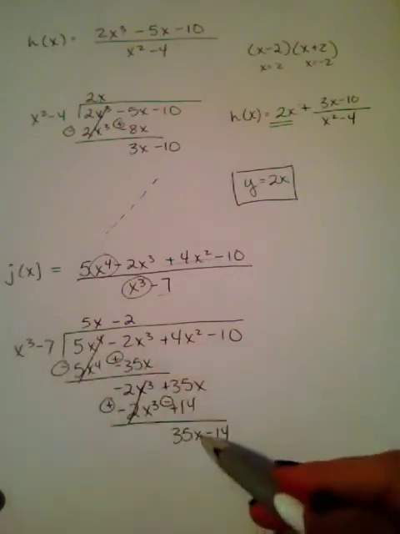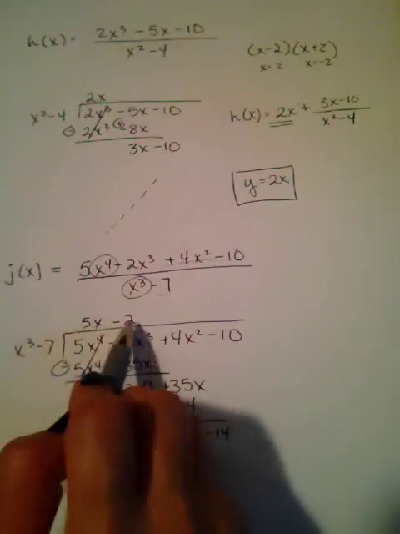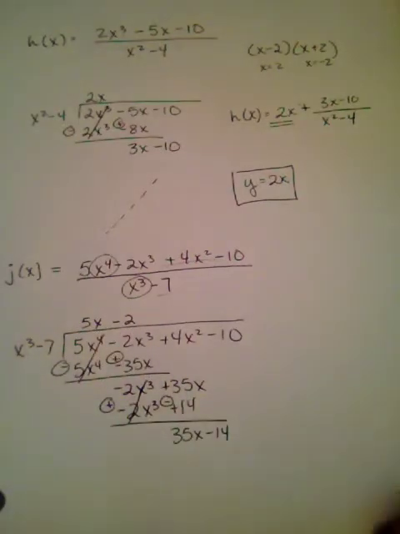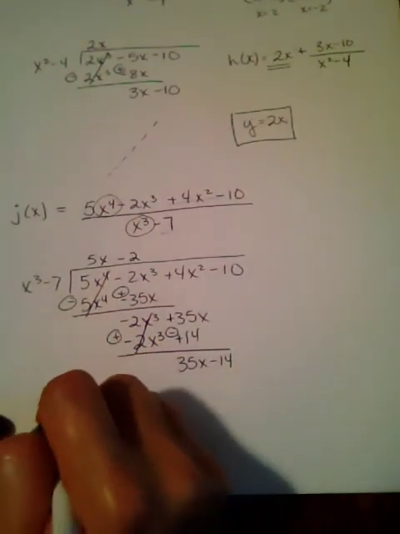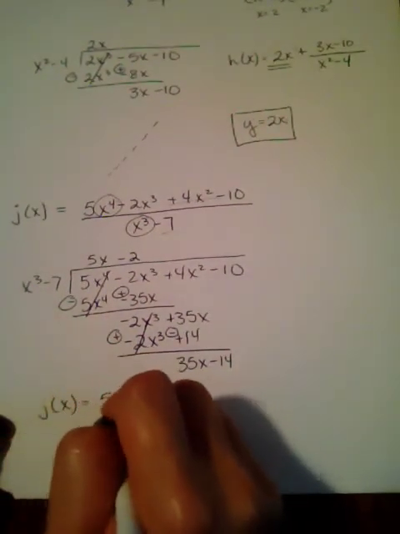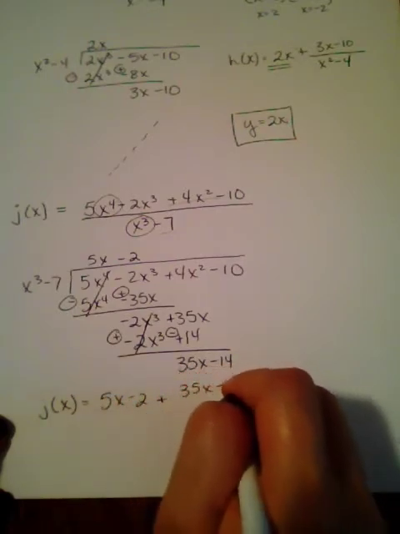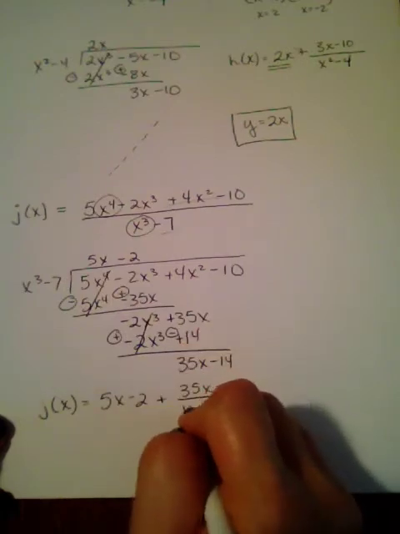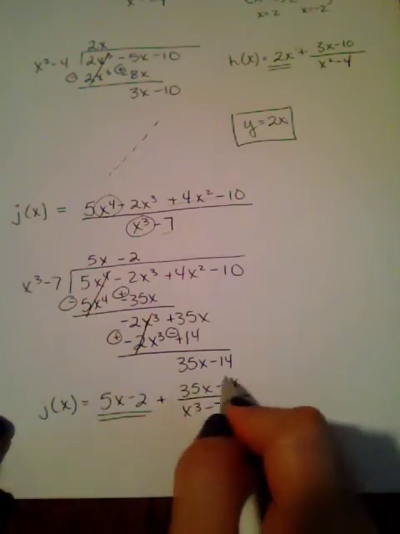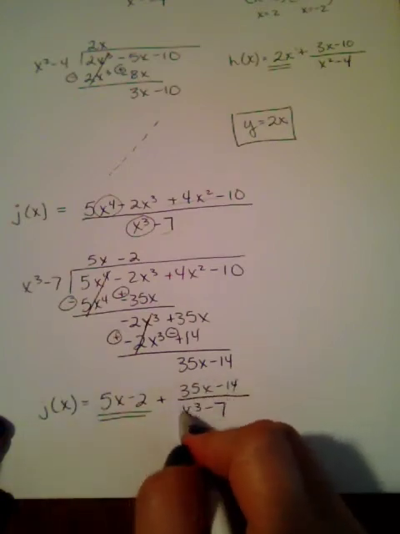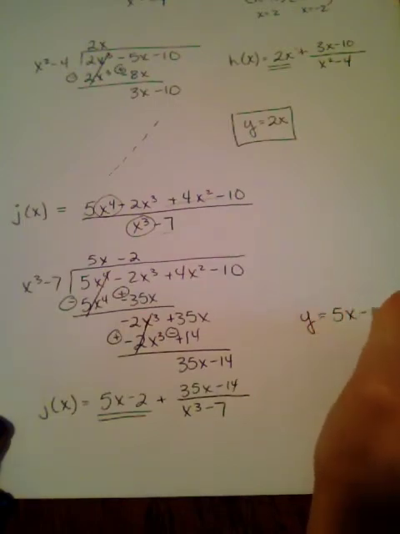And then I can't divide anymore. And you'll notice for this one, I again have a linear function. This one happens to have both the slope and the intercept showing. So I know that j of x is equal to 5x minus 2 plus my remainder, 35x minus 14, divided by x cubed minus 7. This piece is my asymptote, and this is the distance from the asymptote to the function. So my asymptote will be y equals 5x minus 2.